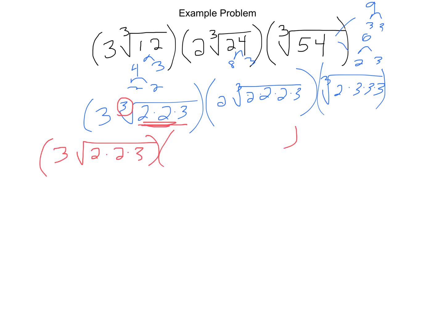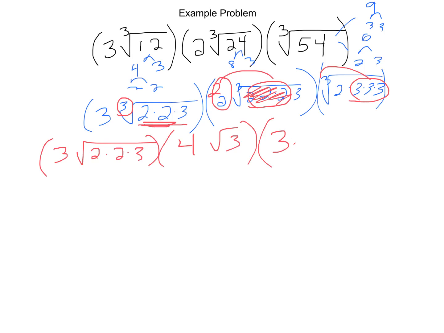Now here I can take out a perfect group of 2's, because that's a set of 3. So I multiply these together, I get 4 radical 3. And then here, I've got a set of 3's that can come out. So I'm going to have 3 cube root of 2. Again, it's very important we don't forget the indexes of the radical, like I just did.